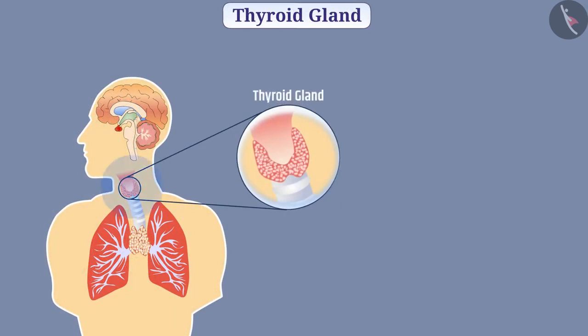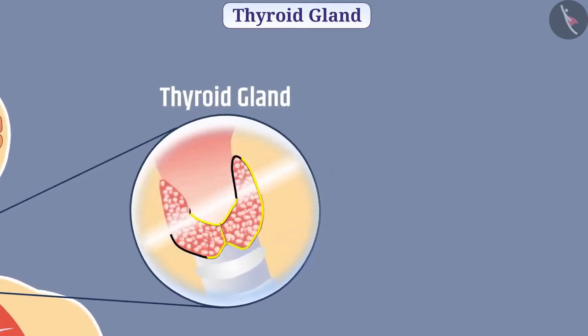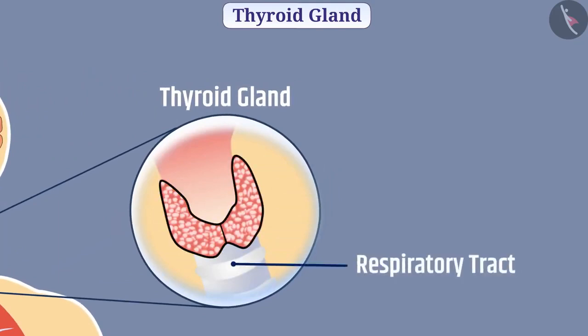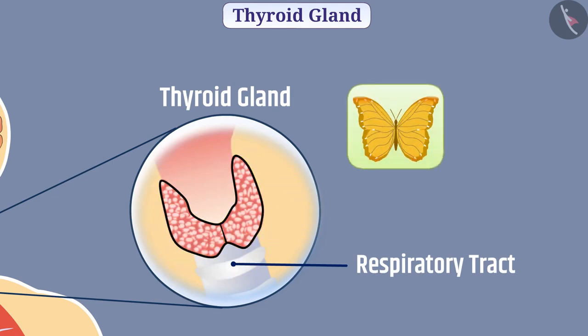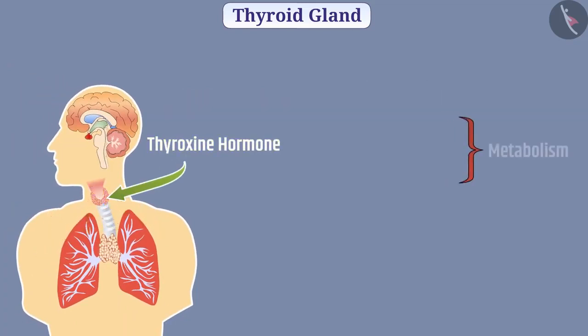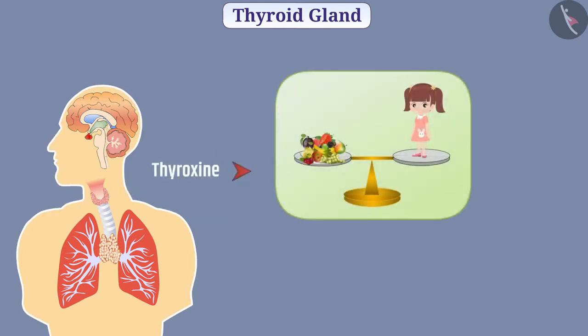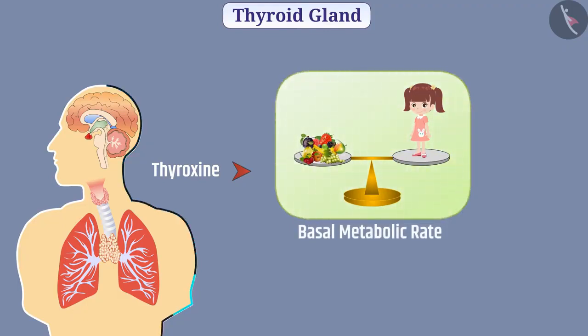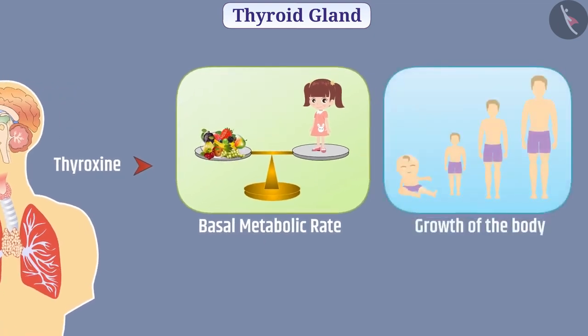The thyroid gland is present in our throat and is made up of two lobes, where each lobe is present on either side of the respiratory tract. Therefore, the shape of the thyroid gland resembles that of a butterfly. The thyroid gland synthesizes and secretes thyroxine hormone. Thyroxine controls the metabolism of carbohydrates, proteins, and fat in our body. Therefore, thyroxine mainly helps in the regulation of the basal metabolic rate of the body and provides suitable balance for the growth of the body.